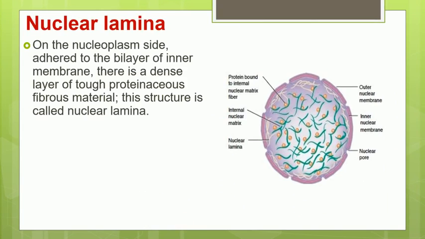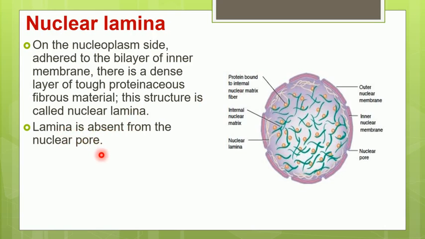So we can define nuclear lamina as a layer that is attached on the inner side of the nuclear envelope, and it is a proteinaceous fibrous material called as a nuclear lamina. We know that there are small openings which are known as nuclear pores present in the nuclear envelope. So there is absence of the nuclear lamina in these nuclear pores. So nuclear lamina is absent in the nuclear pore region.